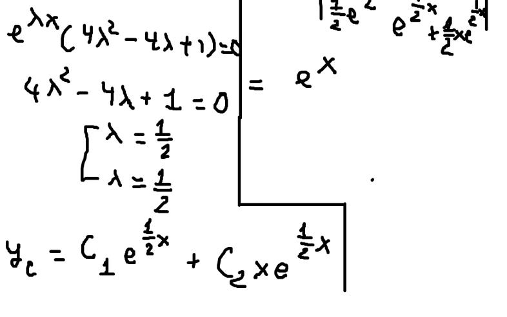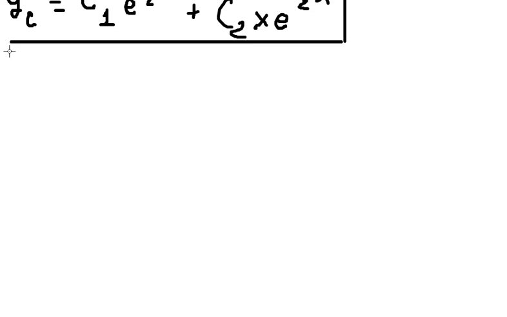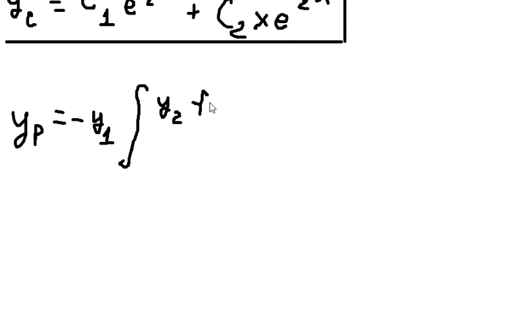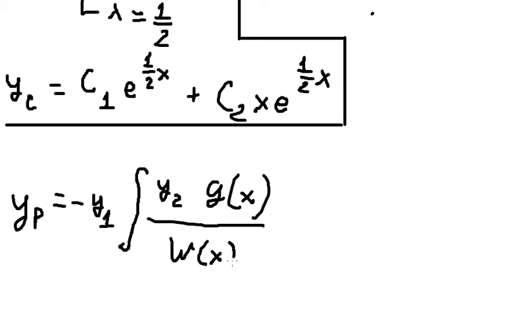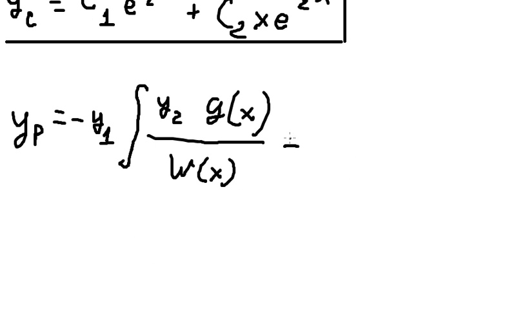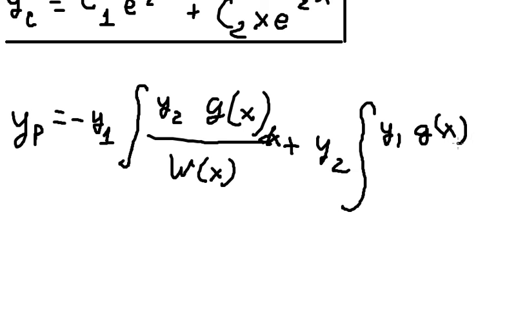Now about the formula, we have yp equals negative y1 times the integration of y2 multiplied by g(s), not f, over the Wronskian, plus y2 times the integration of y1 multiplied by g(s) over the Wronskian, ds. Now we just put everything in here.